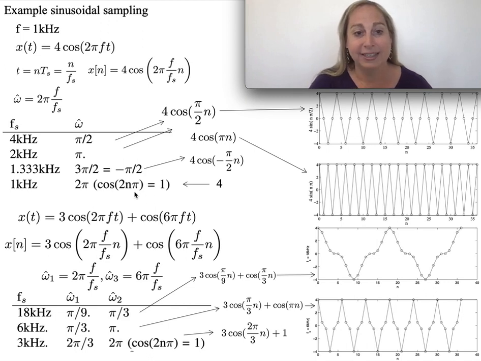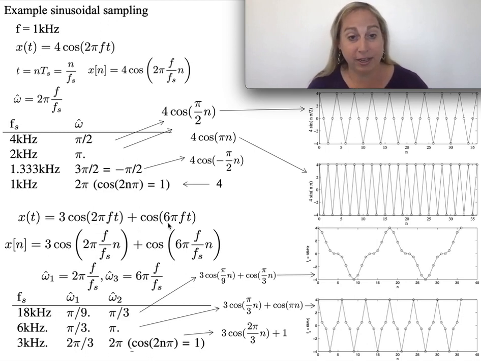So that's interesting, but now let's imagine I have a sum of 2 of them: 3 cosine of a primary frequency, and then 1 times its third harmonic. And what I'm going to see is I get 2 frequencies that are in there, one 2 pi, one 6 pi. I can take a look at this at different sampling rates. So imagine now I'm doing this at 18 kilohertz. Well, omega 1 looks like I've got a lot of room to work with. And omega 3 is pi over 3, and I get this very interesting waveform here.